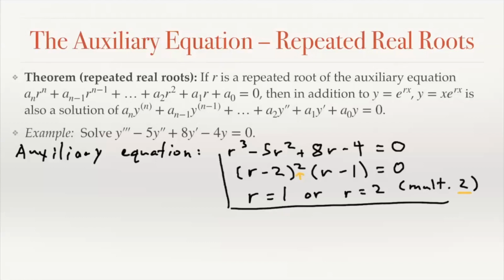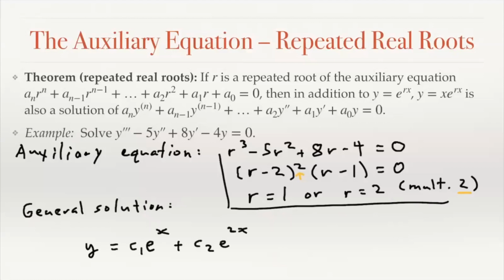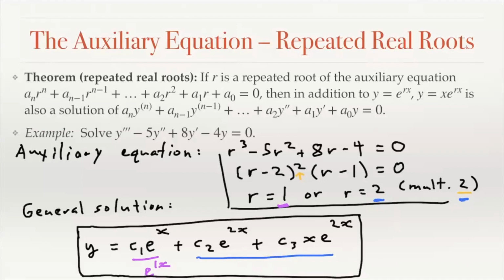So what is the general solution here? It is y equals c1 e to the x plus c2 e to the 2x, and then because we have this multiplicity 2 for that root of 2, plus c3 x e to the 2x. So this part here, remember, that's e to the 1x coming from this root. And then these parts here come from that root with the multiplicity of 2. And indeed, that is 3 linearly independent solutions for a third order differential equation.